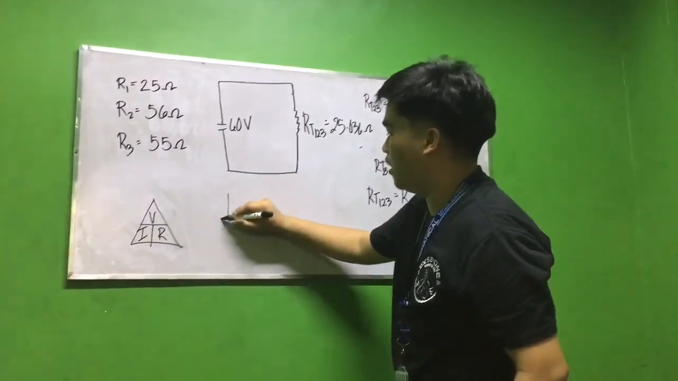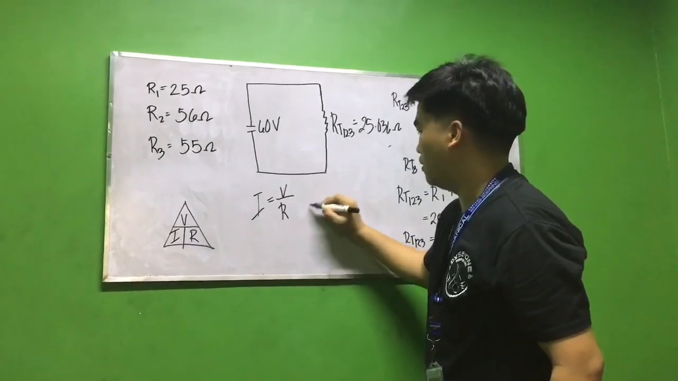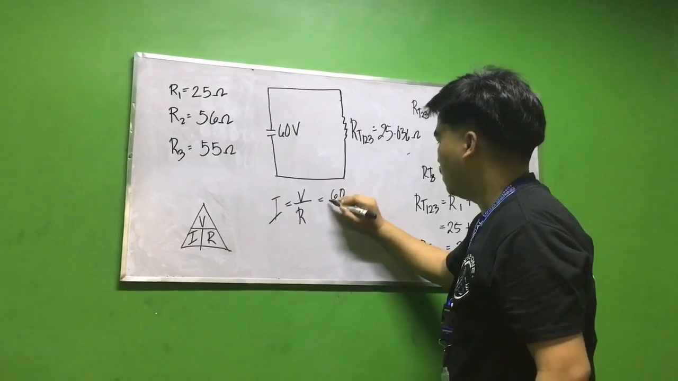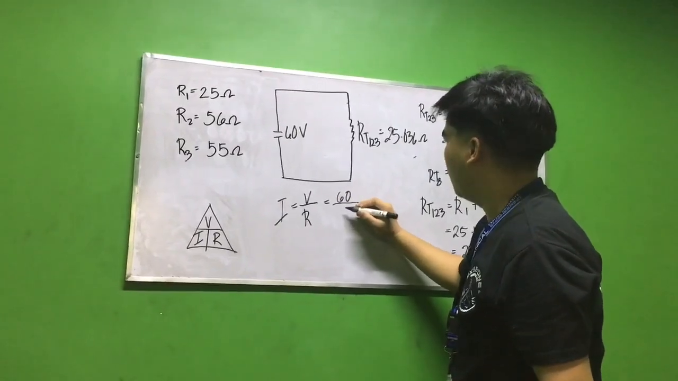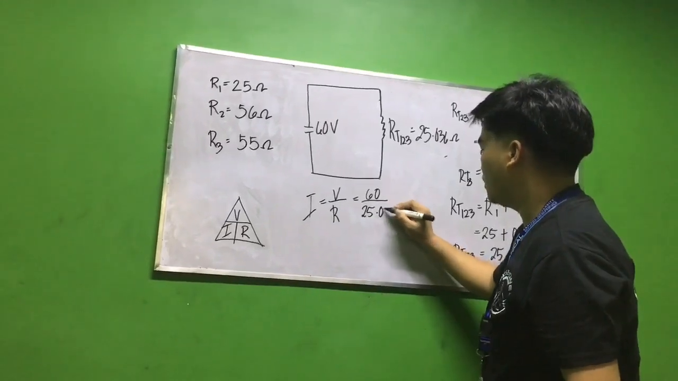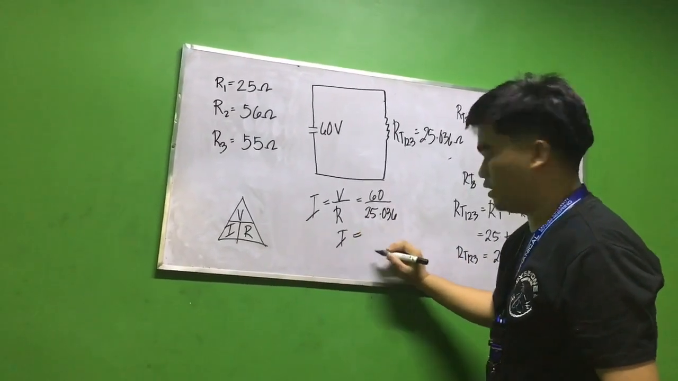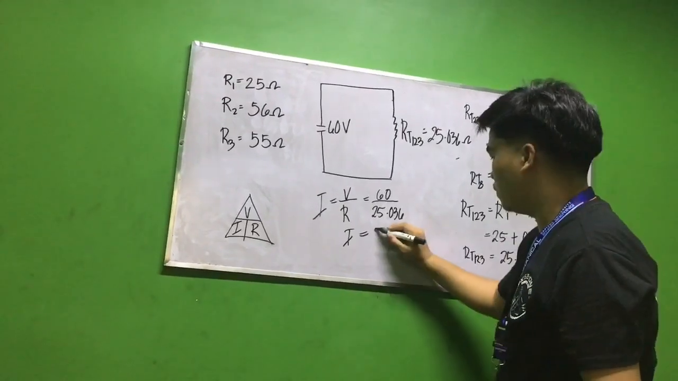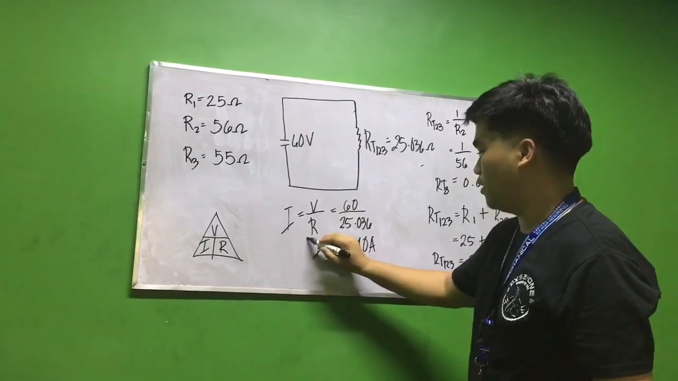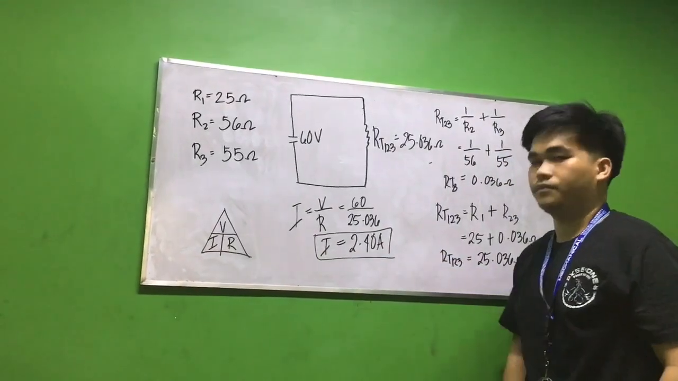Next we have to calculate the current. We have this formula: I equals V over R. So substitute the given 60 volts over the R total of 123, 25.036. So the total current is 2.40 amperes. So this is the final answer.